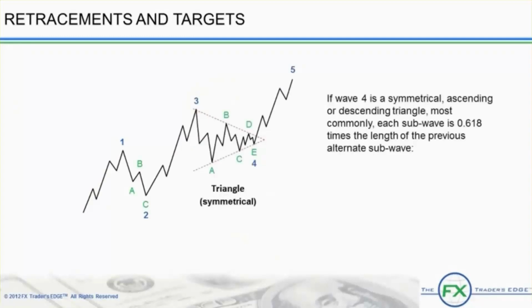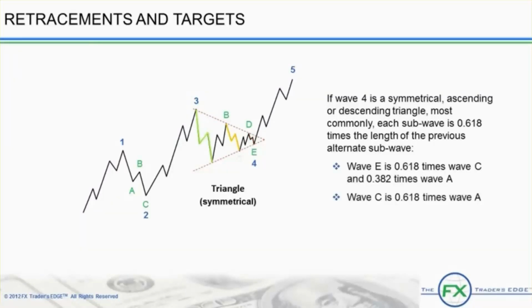If wave 4 is a symmetrical, ascending, or descending triangle, most commonly each subwave is 0.618 times the length of the previous alternate subwave. Wave E is 0.618 times wave C and 0.382 times wave A. Wave C is 0.618 times wave A, and wave D is 0.618 times wave B.